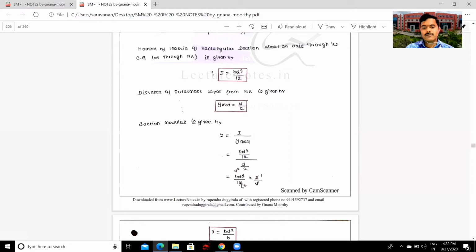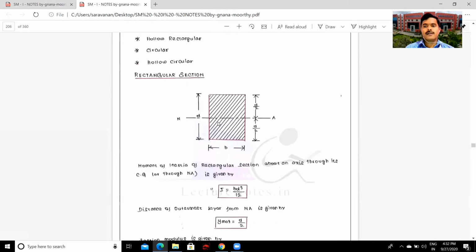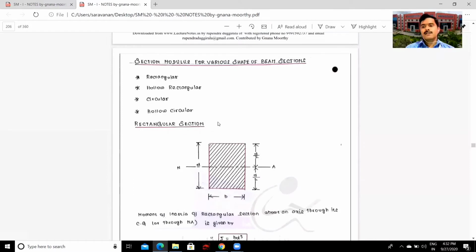Therefore, BD cube by 12 into 2 by D, since D by 2 becomes 2 by D on this side. Therefore, here 6 twos are 12 and 1 two is 2. So here D cube by D, therefore D square. So BD square by 6. Therefore, Z is equal to BD square by 6. Therefore, the section modulus for the rectangular section will be BD square by 6.